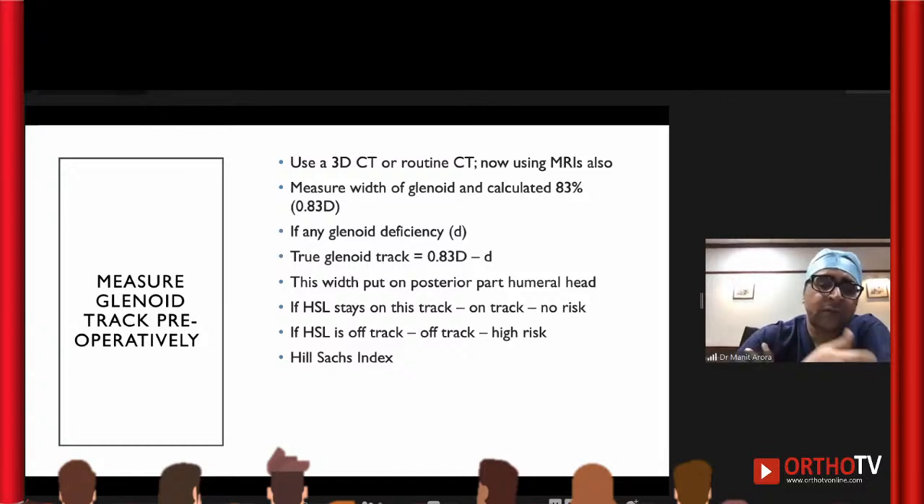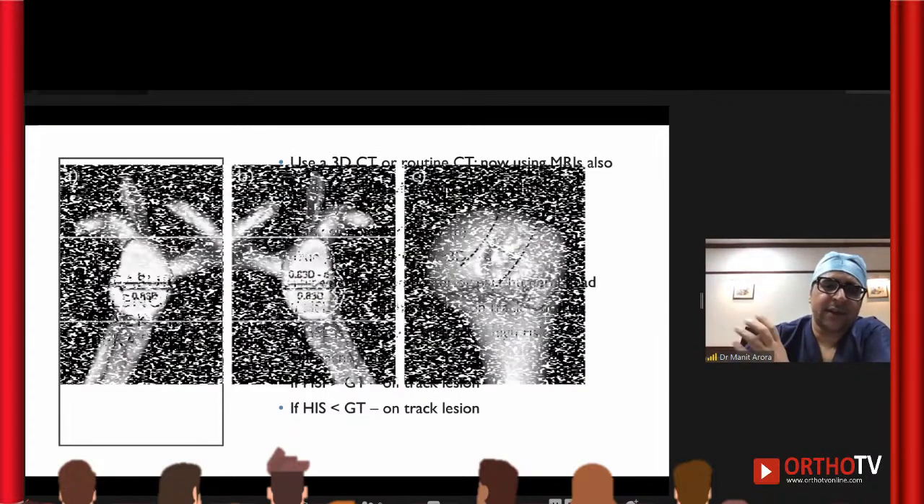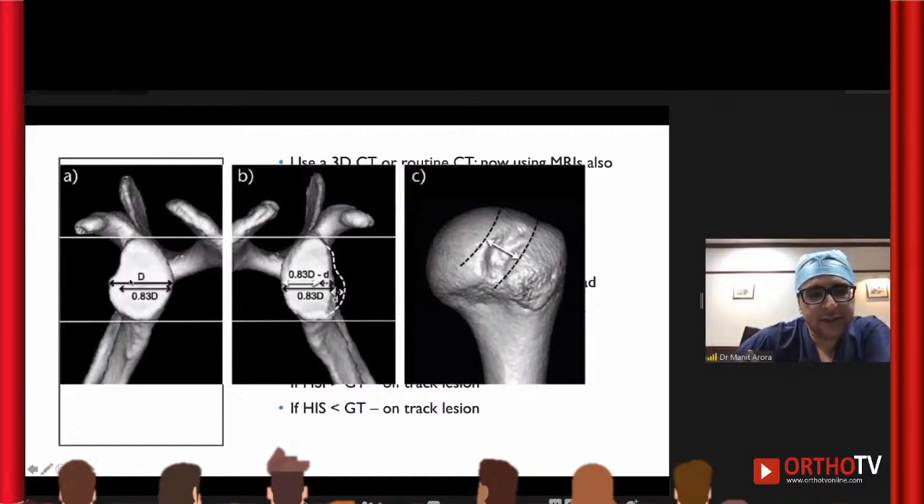So now we've refined this concept further, or Professor Itoi has refined this concept further and is using something called a Hill-Sachs interval. If your Hill-Sachs interval is greater than your glenoid track, it's called an off-track lesion. If your Hill-Sachs interval is less than the glenoid track, it's called an on-track lesion. And that's a really nice, simple way, and I'll show you how to do it. So this is your CT preoperatively.